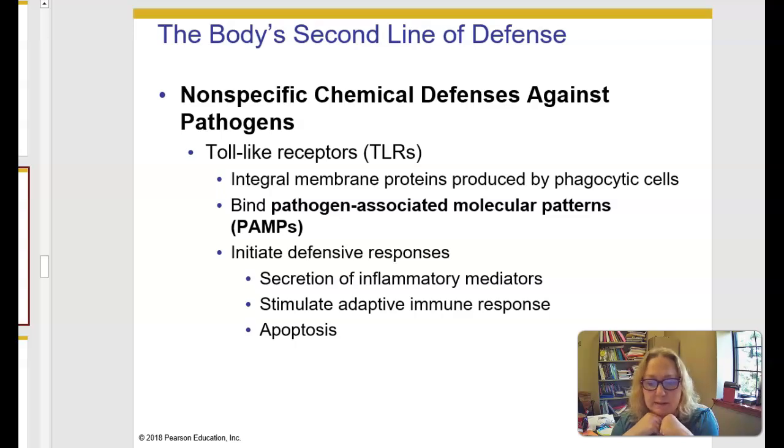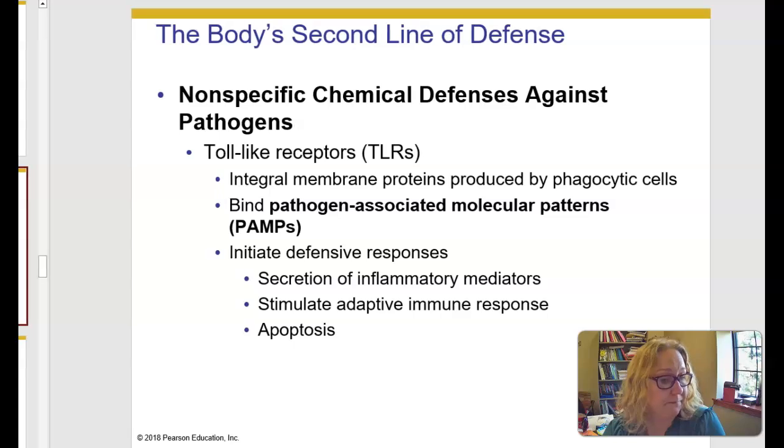This is not a self-cell, not at all. When you see this, you need to kill it. This defensive response is a secretion of inflammatory mediators. Remember, we talked about inflammation, so it's going to inflame things. It's going to stimulate an adaptive immune response, so I'm going to remember you. If you come back next time, I will know. And apoptosis, right? It's going to degrade it and then poke holes in it. It's going to die.